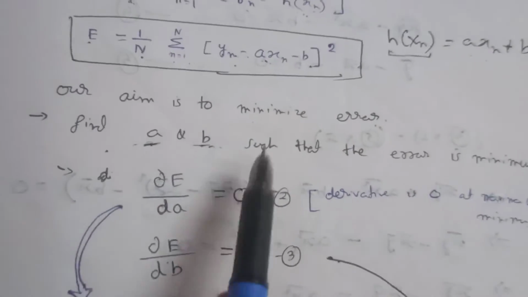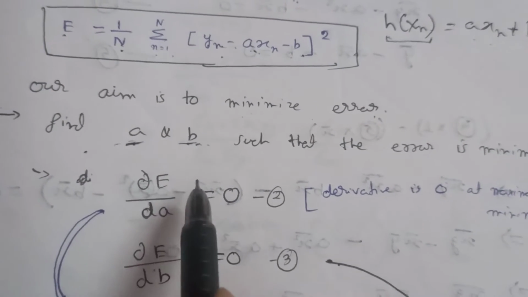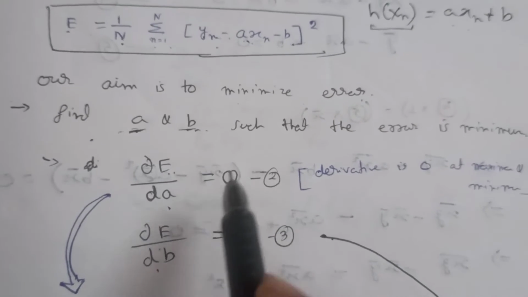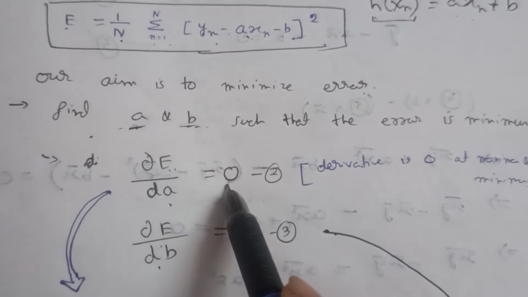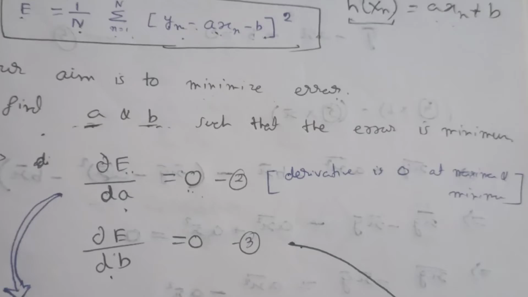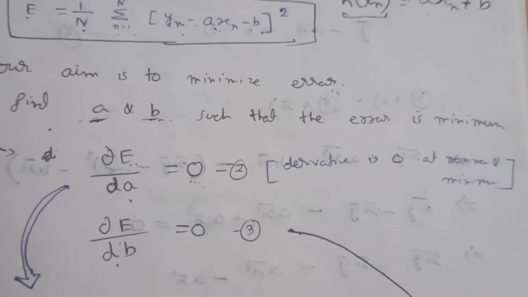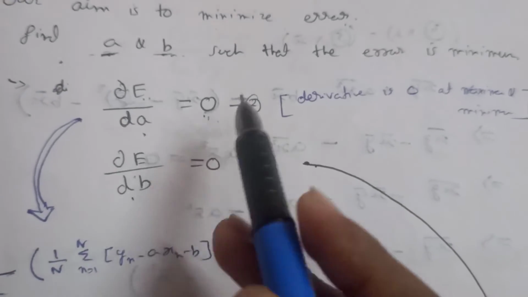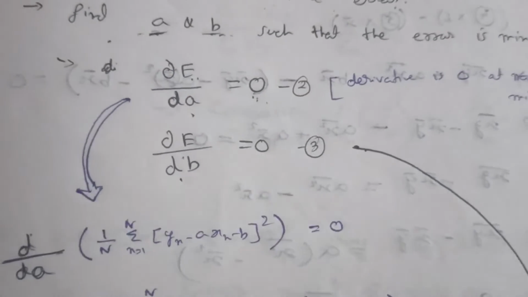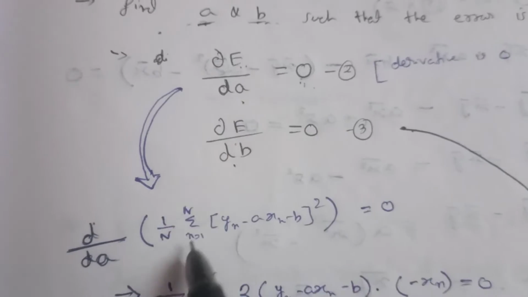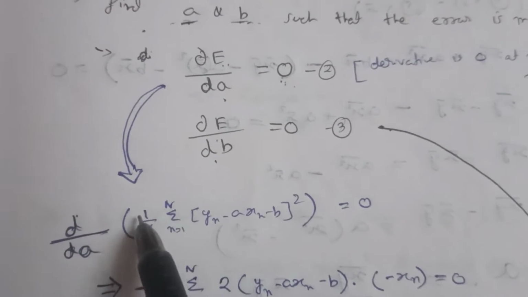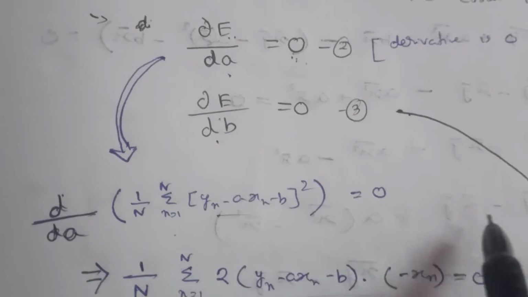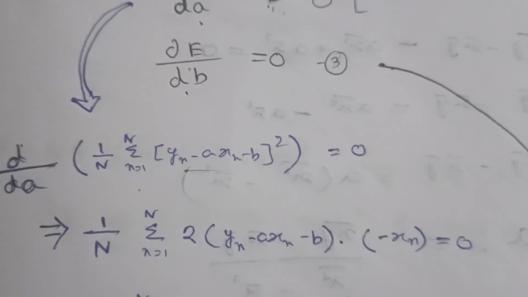The error is written as E, so we are going to differentiate it with respect to a, and also with respect to b, and the derivative will be equal to 0 because the derivative is 0 only at the maxima or the minima point. So dE by da will be equal to 0, and dE by db will also be equal to 0. So now let's do dE by da. That is d by da of the error, 1 by N, the summation from n equals 1 to capital N of that whole thing. Now we are going to do the partial differentiation.